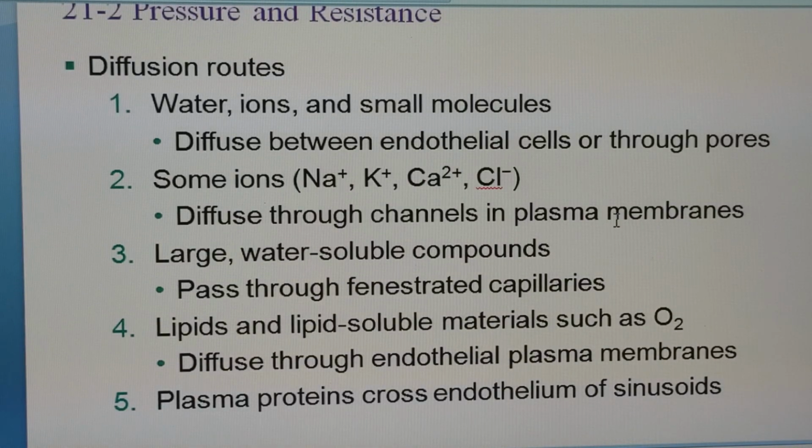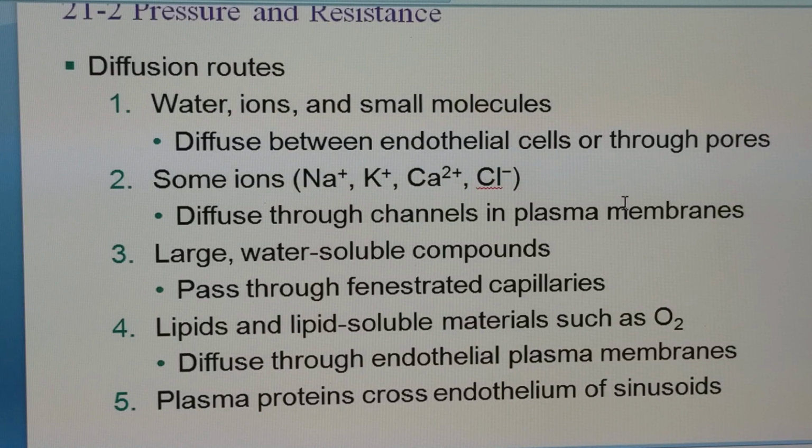Diffusion routes. Water, ions, and small molecules diffuse between endothelial cells or through pores. Some ions diffuse through channels in plasma membranes. Large water-soluble compounds pass through fenestrated capillaries. Lipids and lipid-soluble materials such as O2 diffuse through endothelial plasma membranes. Plasma proteins cross endothelial cells of the sinusoids.